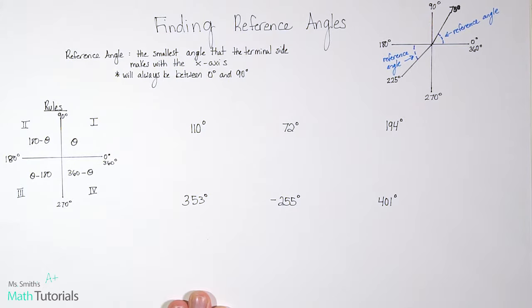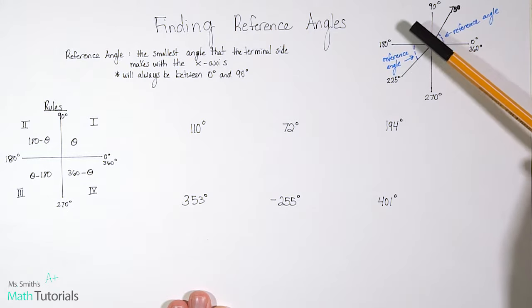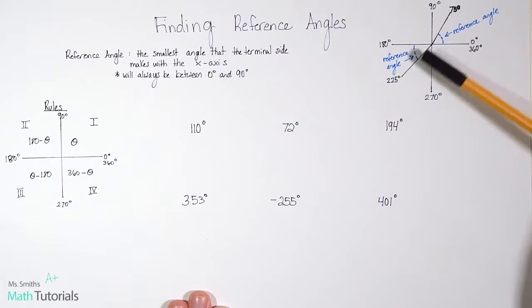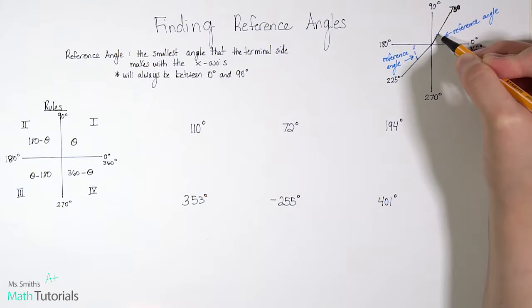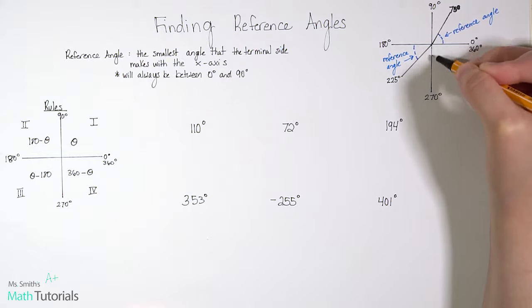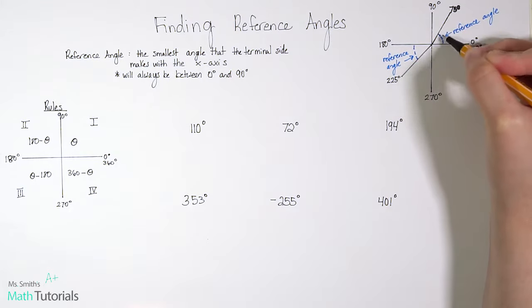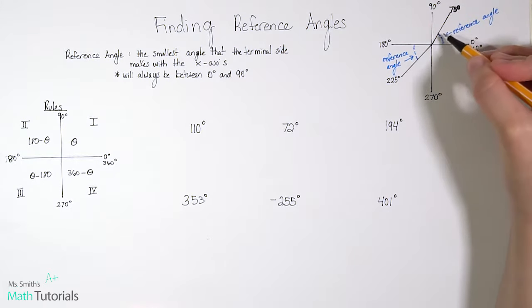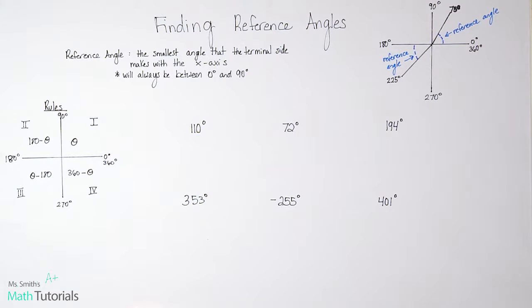Now, it doesn't have to only exist in quadrant 1 or 3, right? You could have them in quadrant 2 and 4 as well. I just didn't want to overload you with too many angles. A common mistake is for students to think a reference angle is just to the next axis, so from here to here, but it would never be. A reference angle is never formed to the y-axis. It's always to the x-axis, and it's always the smallest distance to the x-axis.